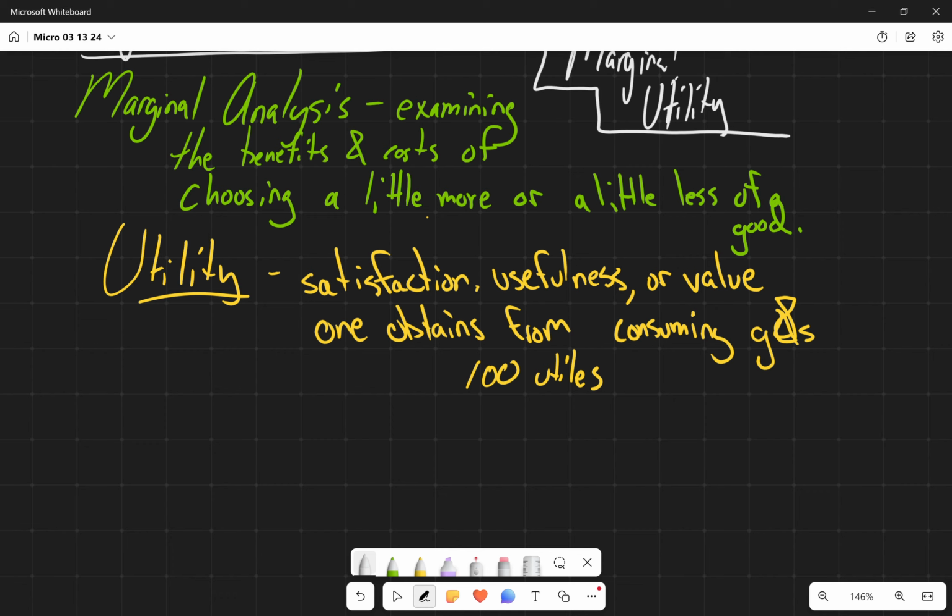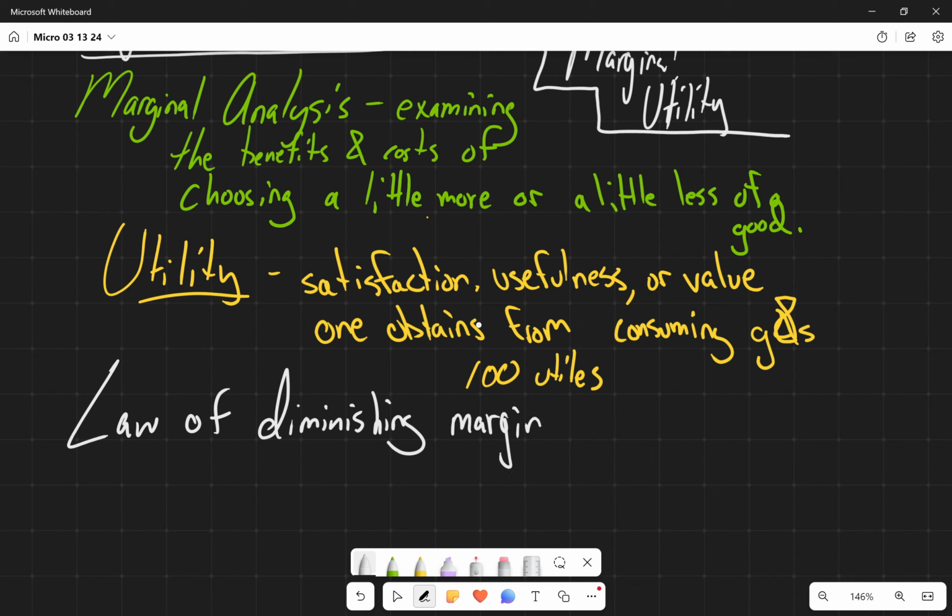And so anytime we're in science, when we're talking about laws, we're really just talking about theories that have been repeatedly proven so much they are assumed to be the rule, right? So we've got a law of diminishing marginal utility. What the heck is this thing?